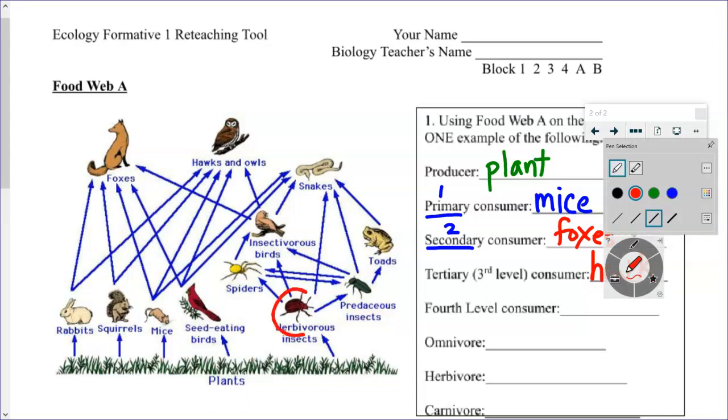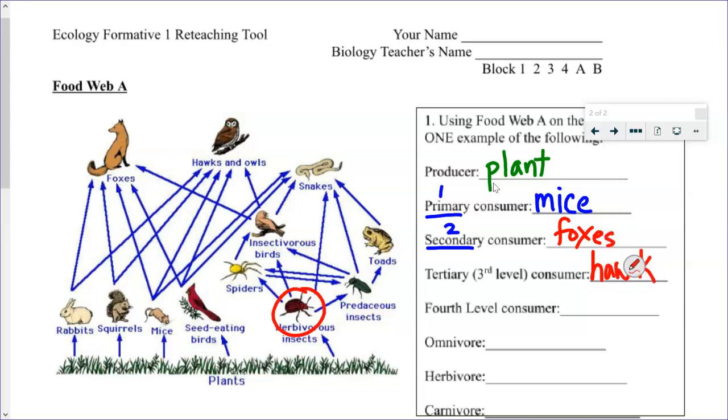So I'm going to start over at the beginning here. I'm going to go back to my herbivorous insects. There's one. Then I'm going to go to my spiders next instead. There's 2. Then I can go to my insectivorous birds. There's 3. And then I go back up to the hawks and owls. So fourth level, I could actually write the word hawk again, right? Because that population of owls and hawks can feed at either the fourth level or the third level, depending on which path you take through the food web.